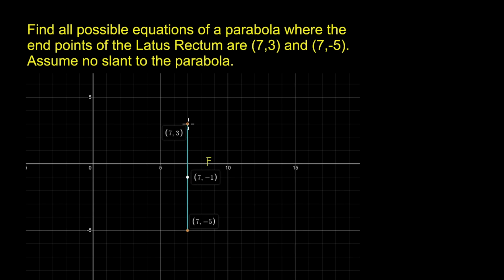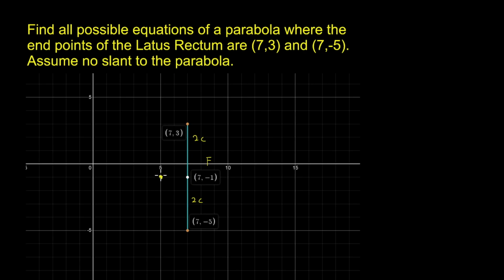If we know that half of the latus rectum is 2c, that is 2c that way, and that is 2c that way. So if this is 1, 2, 3, 4, then we know that our c, or p, if you like to think of it that way, is 2.